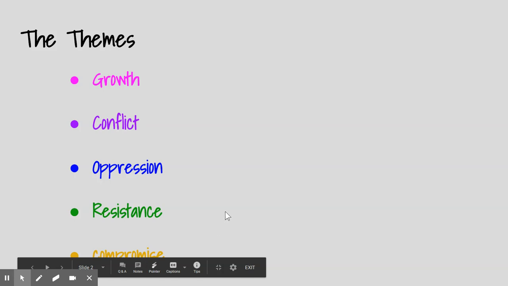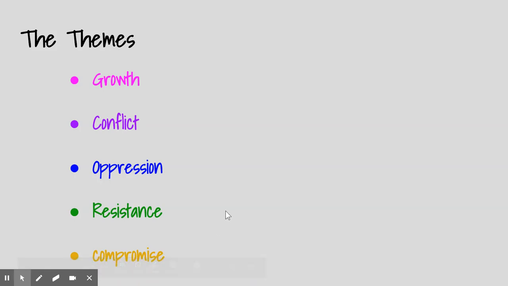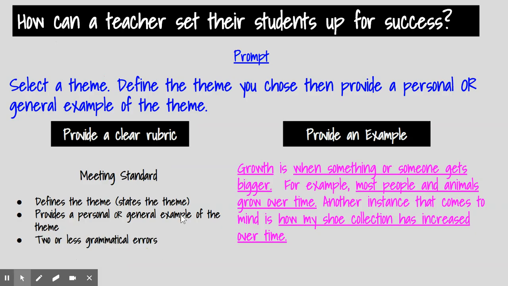Remember, these are the themes that we went over yesterday: growth, conflict, oppression, resistance, and compromise. Let's take a look at the prompt in depth. Select a theme. Define the theme you choose, then provide a personal or general example of the theme. So, how do I meet standard for this prompt?